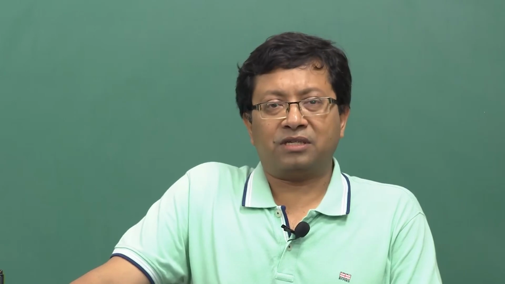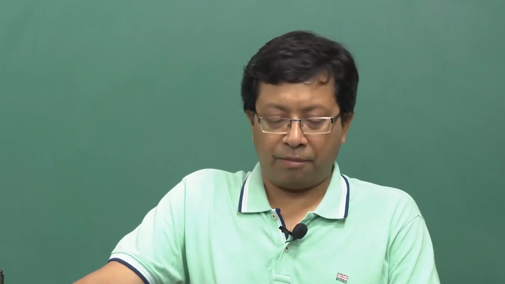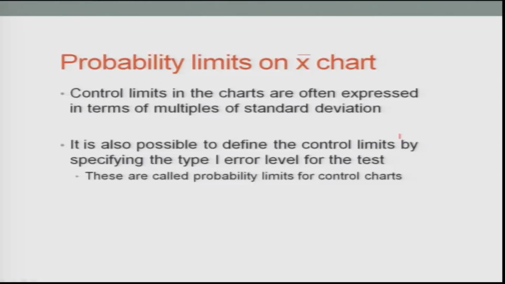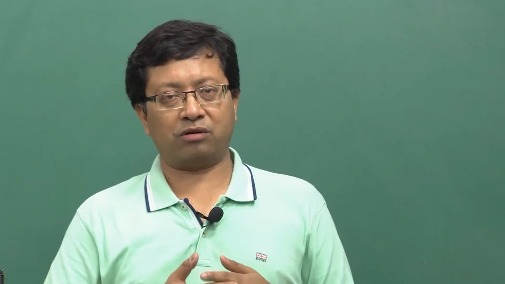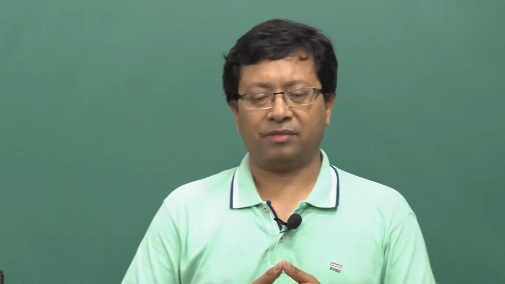So, now you want to understand something about the probability limits on X bar charts. Control limits in the charts are often expressed in terms of multiples of standard deviation. Now, this will become a little bit more interesting. If you remember, I will speak a little more here without going to the slides immediately, and I will sketch some diagrams accordingly.